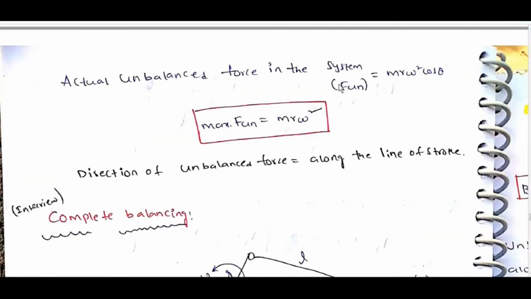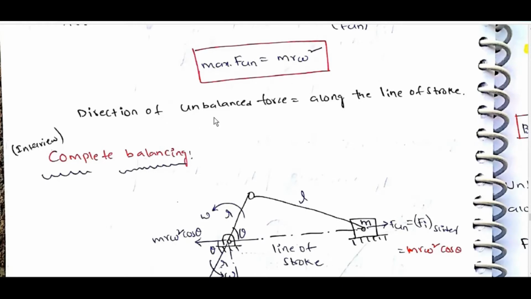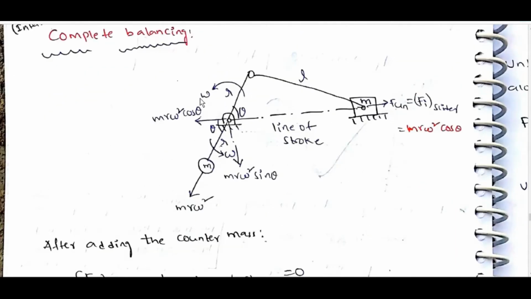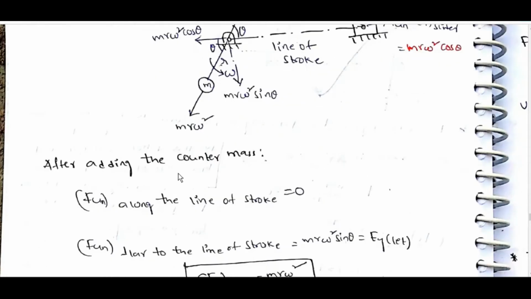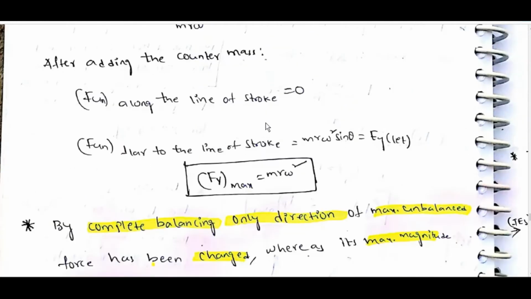Actual unbalanced force in the system: F unbalanced is equal to m r omega square cos theta. Maximum F unbalanced is equal to m r omega square. Direction of unbalanced force is along the line of stroke. Complete balancing: m r omega square cos theta is balanced by a countermass. For adding countermass, F unbalanced force along the line of stroke is equal to 0. In this direction, m r omega square cos theta. In this direction, m r omega square.